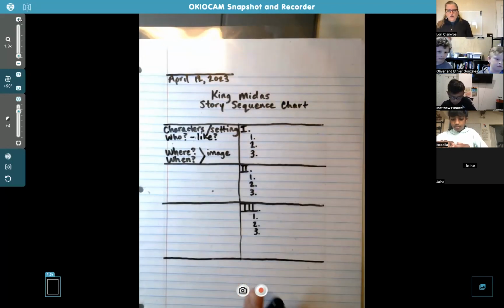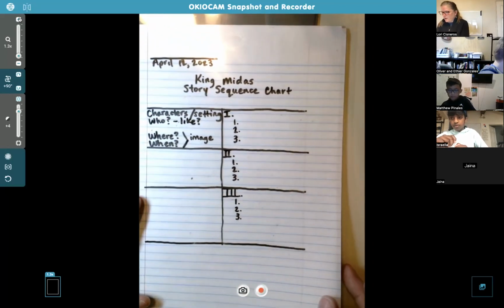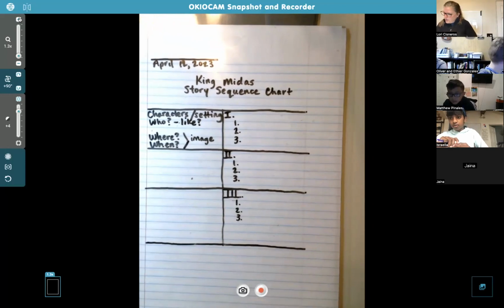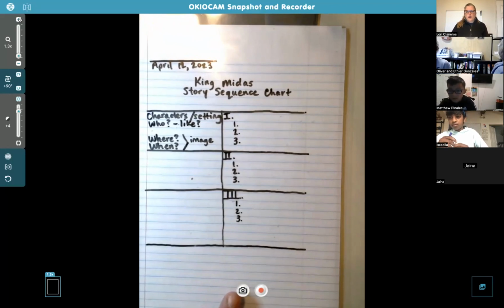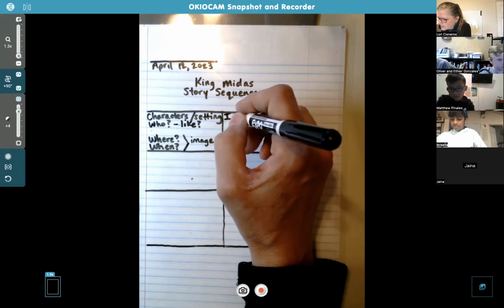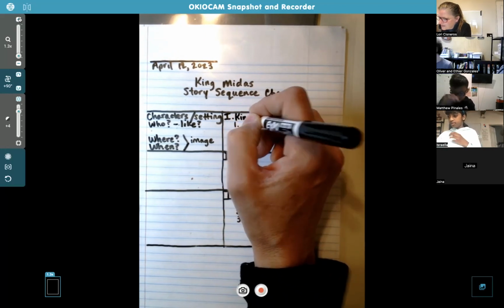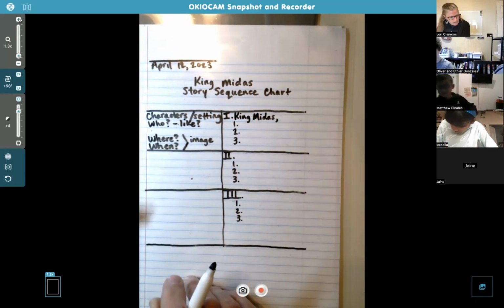Okay, let's look at our chart again here. Now, based on that story, we're going to start filling this out. So we've got characters and setting at the beginning of our chart here. So obviously, this is an easy question. Who is the main character of our story? You can just unmute and say it. King Midas. King Midas. Yep. So let's put that for Roman numeral 1. We're going to start with King Midas. And I'm going to put a comma there.